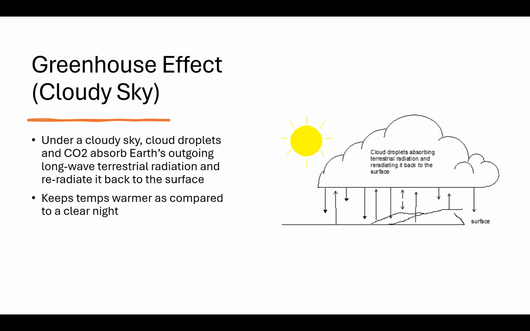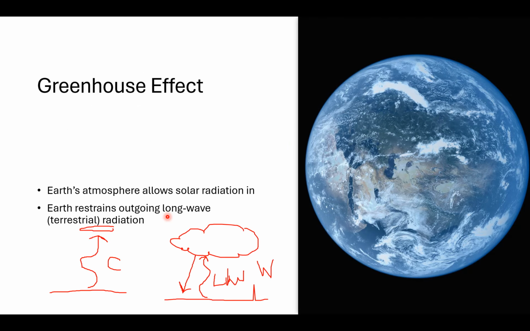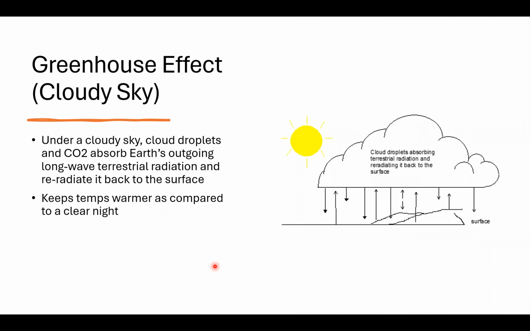All right, so under a cloudy sky, cloud droplets and CO2 absorb Earth's outgoing long-wave terrestrial radiation, re-radiate back to surface. That is what I just went over with you, so I'm not going to belabor this point too much. But generally, cloudy skies keep temps warmer at night as compared to clear nights. And I literally just hit this with you guys with this diagram. But anyway, clouds play a major role in the Earth and Sun radiative balance. Let's just put it that way.